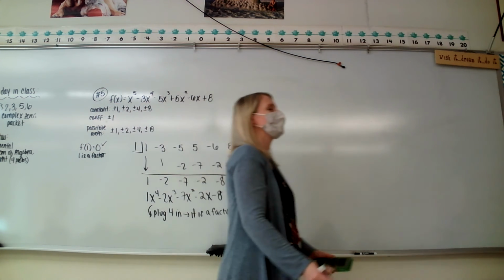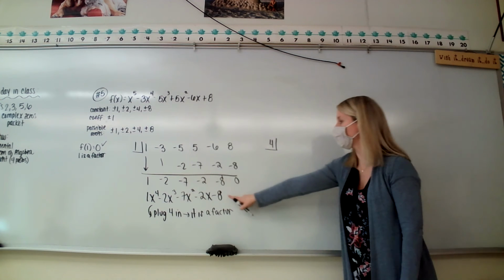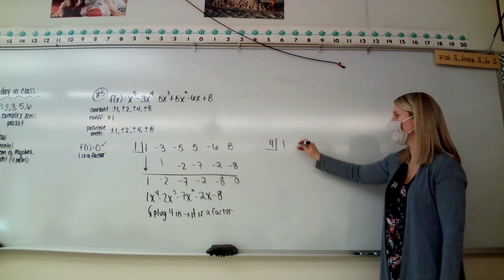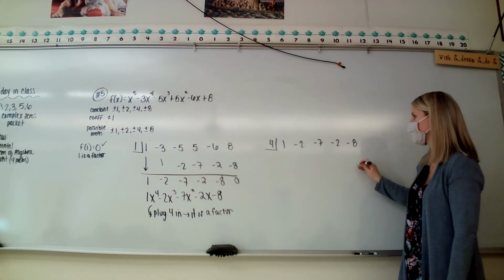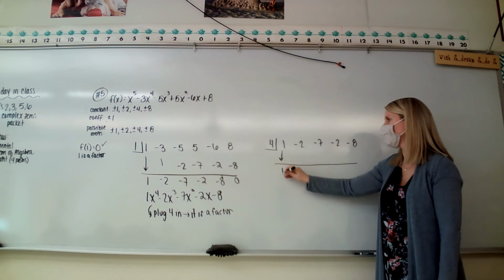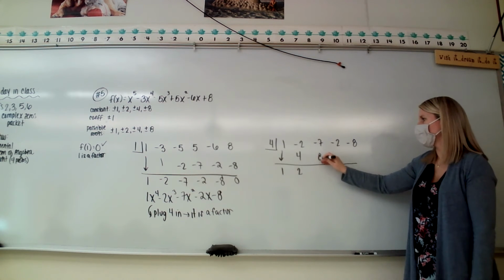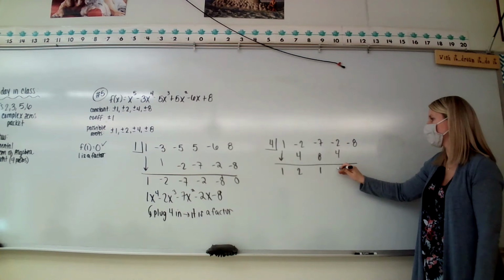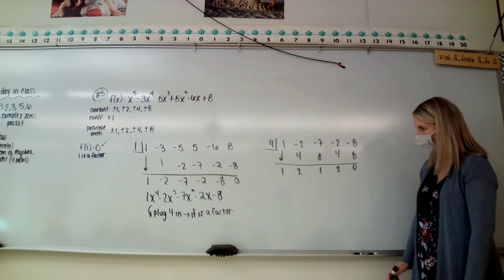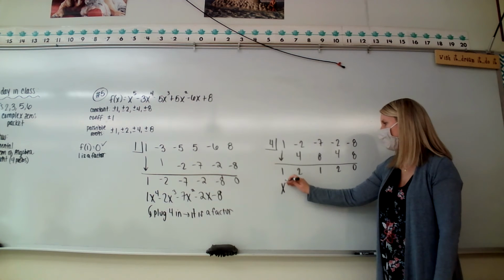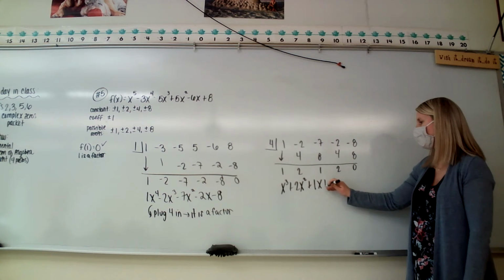So now let's do synthetic division again. Let's see what we get, guys. Synthetic division with this polynomial: 1, negative 2, negative 7, negative 2, negative 8. Boop. This part is 8, is 1, is 4, is 2, is 8, is 0. So that gives me what? x to the third plus 2x squared plus 1x plus 2.